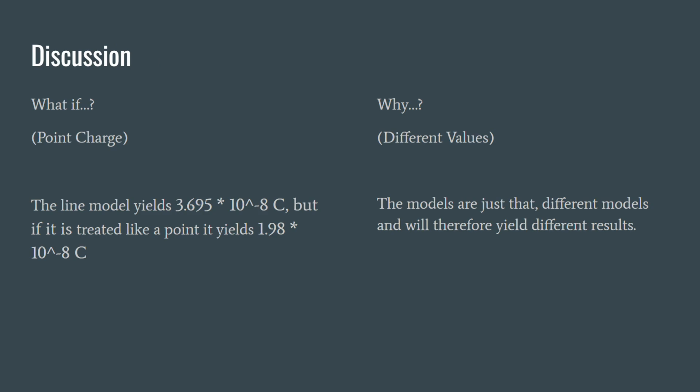Now, what if it's a point charge? Well, if you use our data, the point charge yields 1.98 times 10 to the negative 8 coulombs, which is drastically different from the 3.695 times 10 to the negative 8 coulombs that we found with the line model. Why is this? Well, they're different models. Since lines of charge are going to naturally produce different results than a point charge, our models, which treat each of those separately, are going to be different.